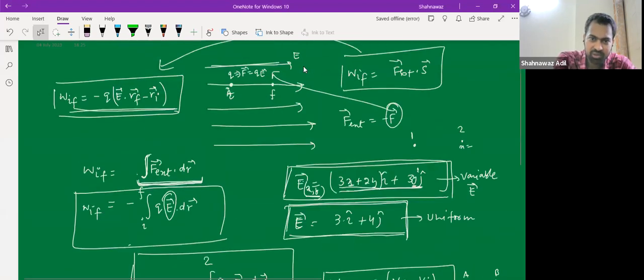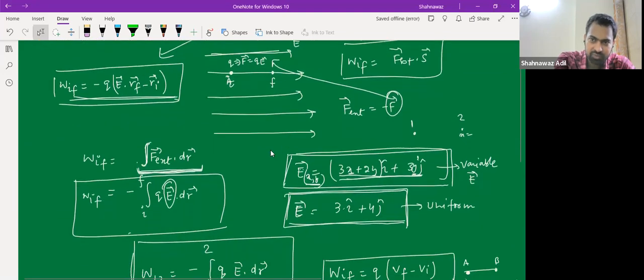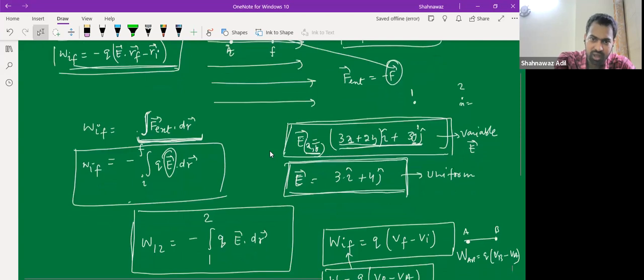Work done in the presence of electric field. Yes, sir. You can have two kinds of electric field: variable one and uniform one. So this represents the variable one, and this represents the uniform one, right?